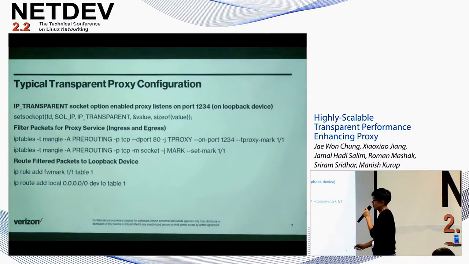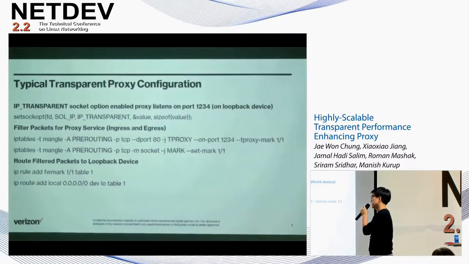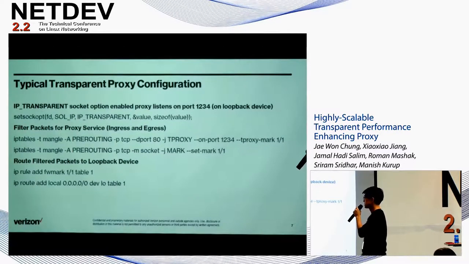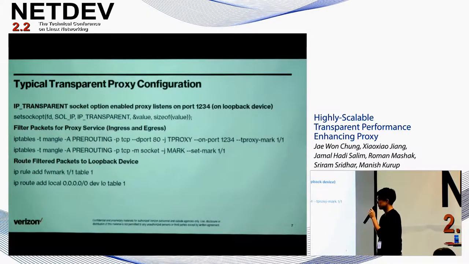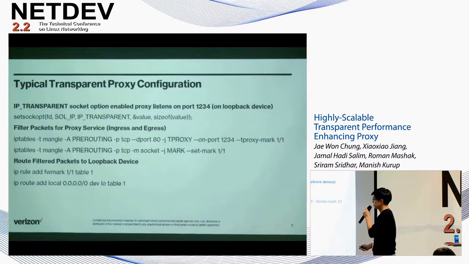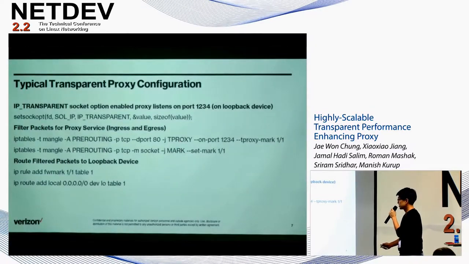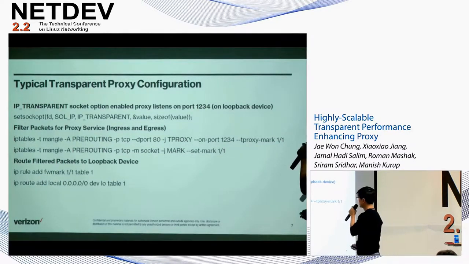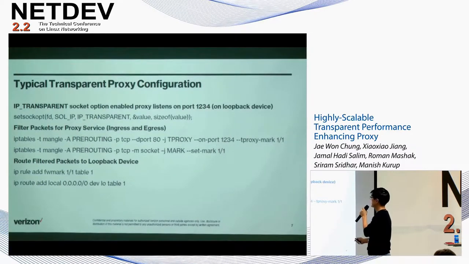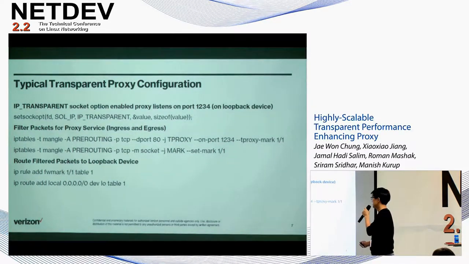Okay, so that's one thing. And then now we also have to set up the filter for the packets that need to be proxy serviced. You can use iptables to set up the filter. So the first line says all TCP destination port 80, which is HTTP traffic, use the TPROXY target, and then the TPROXY, if it's listening on port 1234, that needs to be specified here, and then it's also asking to use the skb mark set to 1.